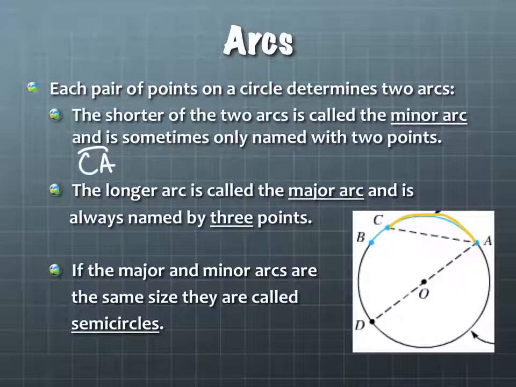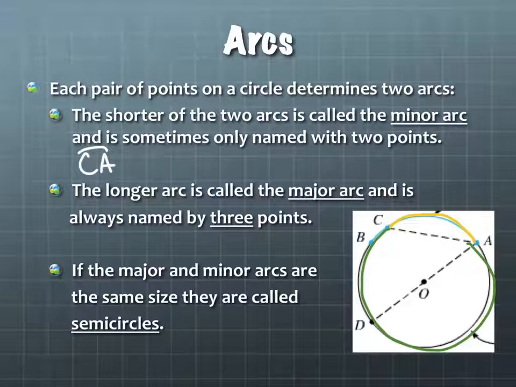Let's take that same CA and let's go the other direction. That is to say, let's talk about going right here instead, where I've got the green drawn in. That'd be called the major arc AC. The problem is if I only write down AC, you wouldn't know.